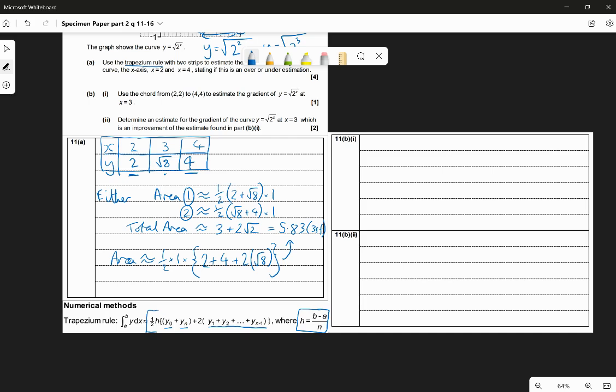And it also asks us to state whether this is an over or underestimation. And since the trapezia, the straight lines, are above the curve, the curve goes below, then the area that I've found, which is the area of the trapezium, is an overestimate.